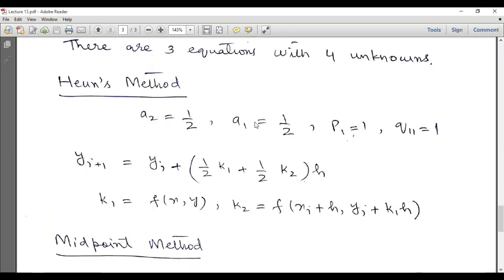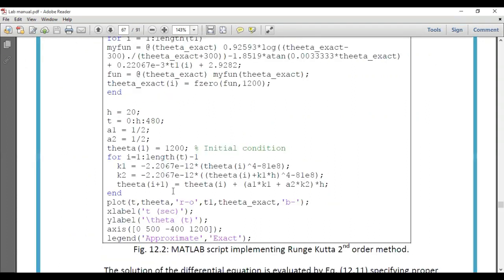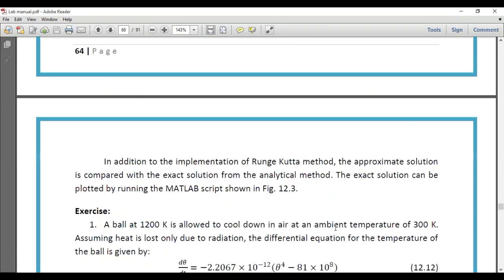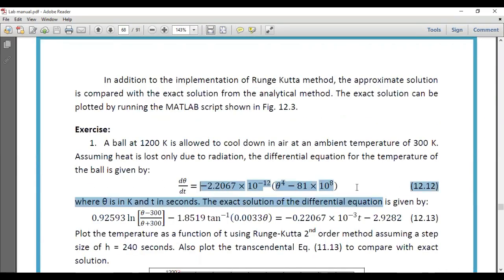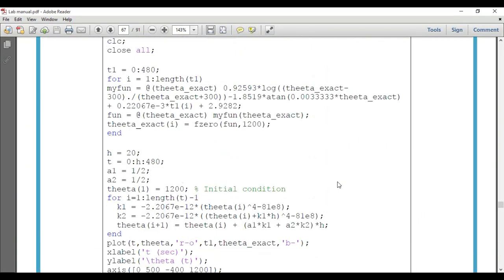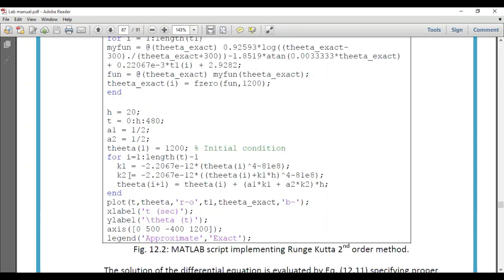And for Heun's method, A1 and A2 both are equal to 1 by 2, and P1 and Q11 are equal to 1. So this is our initial condition. The first value of theta is equal to 1200, and this is our K1, which is actually f of Ti, theta I. Okay, so our f function of t, theta is actually the expression on the right hand side. This is our f of t, theta. Okay, so this is what I have written over here.